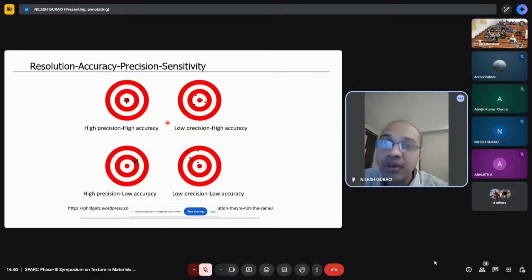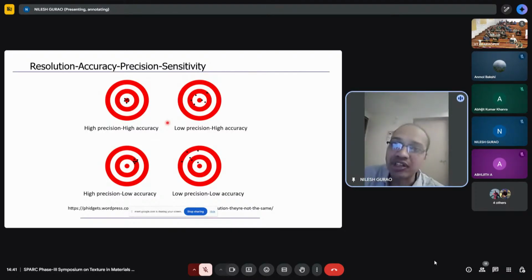So therefore, we should worry about things like resolution, accuracy, precision, and sensitivity. We may not be talking about precision and sensitivity, not relevant for our EBSD, but resolution and accuracy, right? And remember, as I told you, in EBSD, you can get information about the real microstructure, right? What is the grain size and all. So we need to worry about what is the smallest grain size.